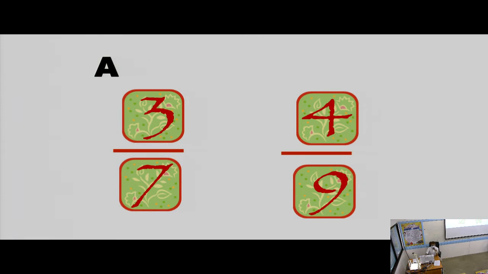What is 3 times 9? 3 times 9 is 27. How about 4 times 7? Oh, this is 28, right? Now, which is bigger, 28 or 27? Since 28 is bigger, what are we going to use? More than, less than, or equal? Okay, the answer is less than.